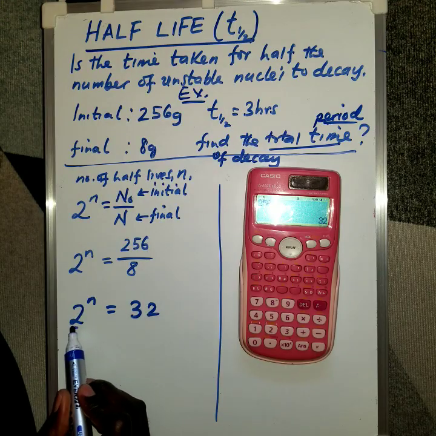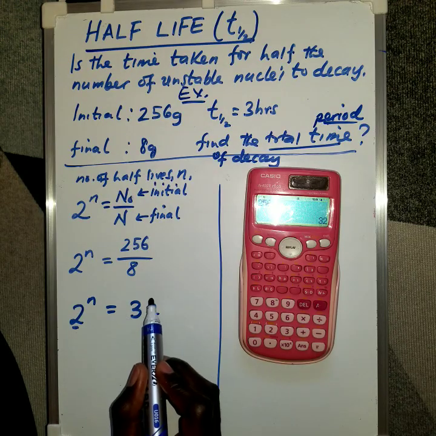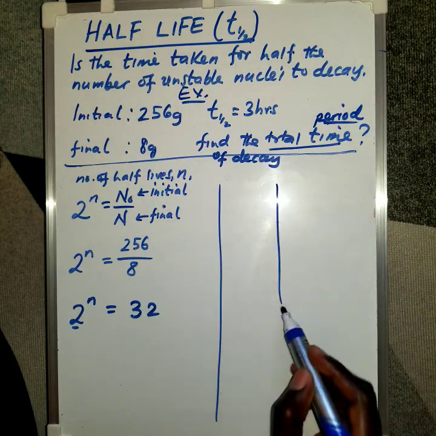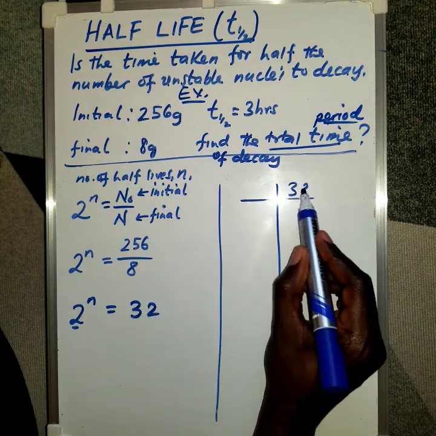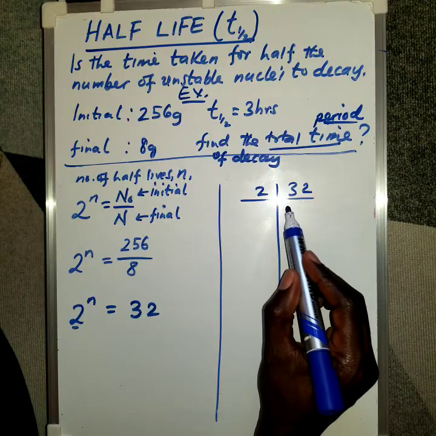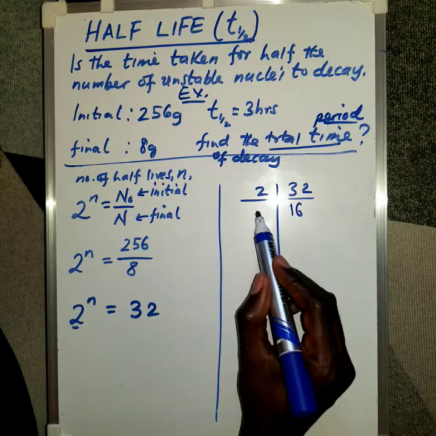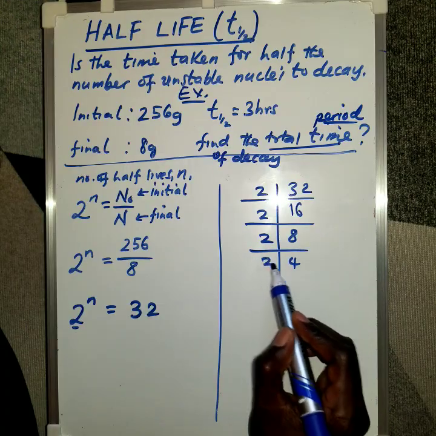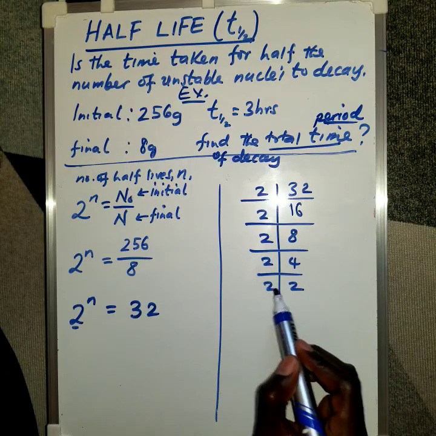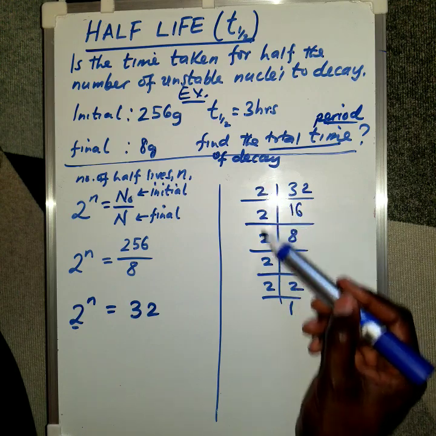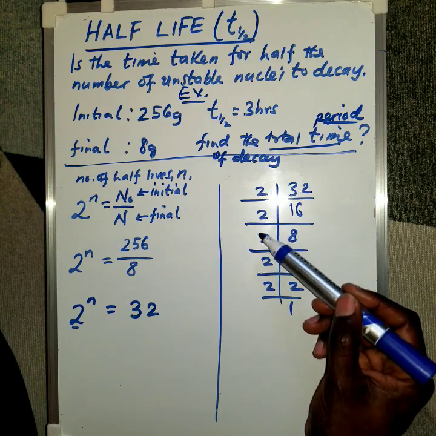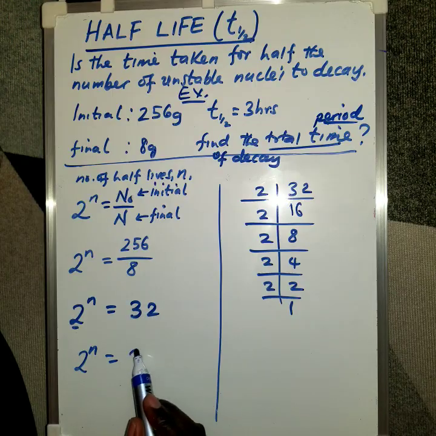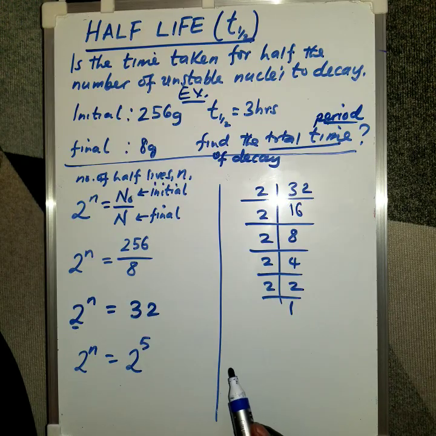Now of course, since the base on this side is 2, you need to write this 32 with a base of 2. If you struggle with that, you simply need to get this number and start dividing. 2 into 32 is 16. 2 into 16 is 8. 2 into 8 is 4. 2 into 4 is 2, and 2 into 2 is 1. So how many 2's have gone into 32? 1, 2, 3, 4, 5. So meaning that this 32 can be written as 2 raised to the power 5.